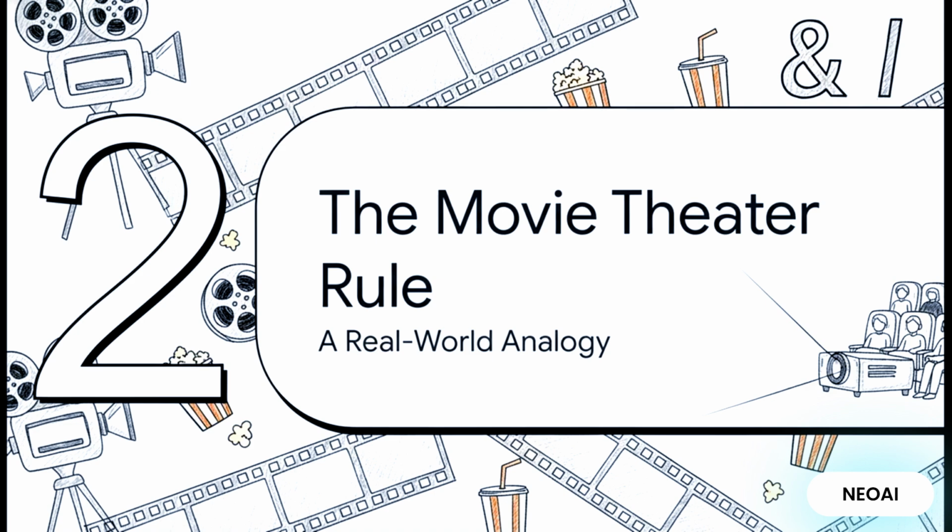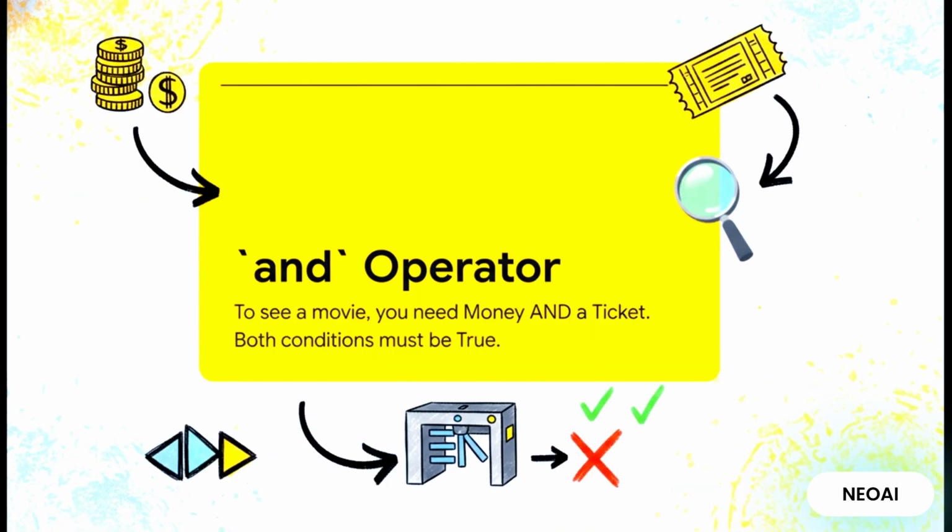Now, to make this super intuitive, we're not going to start with a bunch of boring code. Nope. We're going to start with something we all get: the rules at a movie theater. First up, we have the and operator. Now, this one is the strict bouncer. Imagine you're walking up to the counter. To get in, you need money for popcorn and a ticket for the film. If you're missing even one of those, you're not getting in. With and, both conditions absolutely have to be true, no exceptions.